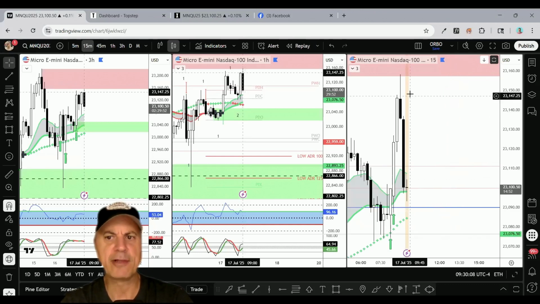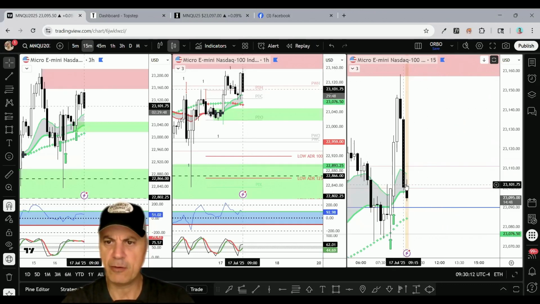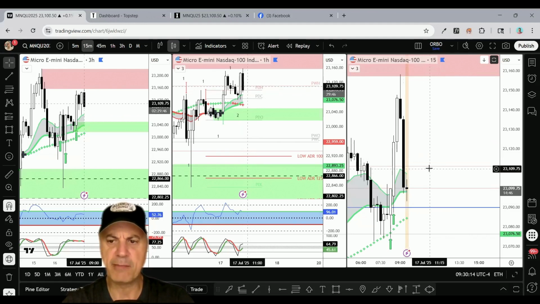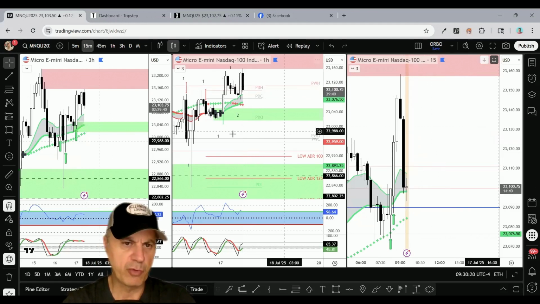I love how Trend Cloud puts that vertical line on our chart to let us know, hey, opening range has started. This is the 15-minute candle here that we're looking at. And let's go over the readings right now.